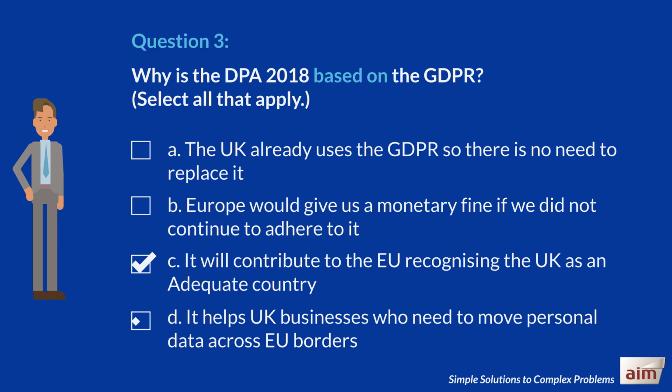The answer is C and D. The GDPR has strict rules around the international transfer of personal data, and applying the rules as laid down by the EU will make it easier for UK businesses to do business with the EU, and also contribute to making the UK an adequate country, which will remove all restrictions on the movement of personal data between the UK and EU. Note that whilst it is true that the UK already uses the GDPR, there is no obligation on the government to continue to use it as the basis for our data protection legislation.